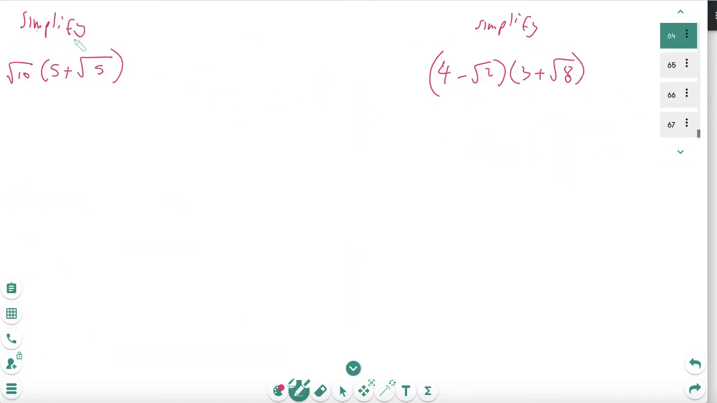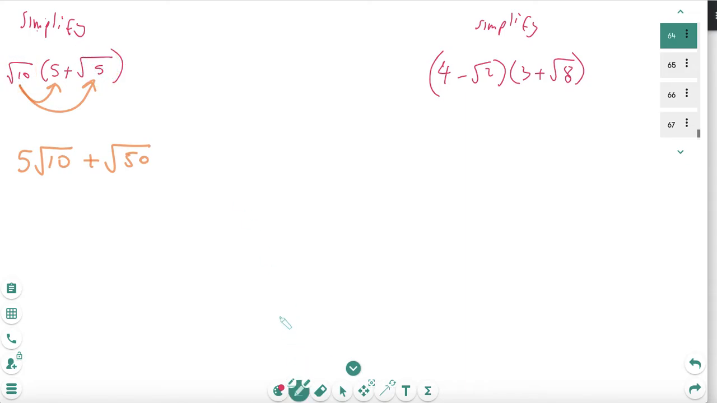Next, expanding brackets. So if you know how to expand brackets, you're going to be good. So remember, you take the term on the outside, and you multiply it by both terms on the inside. Root 10 times 5 is going to be 5 root 10. And root 10 times root 5 is going to be root 50. So root times number, we can't really combine them, so we just put them next to each other. And then a root times root, you can just multiply them.